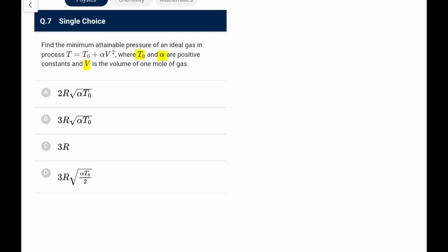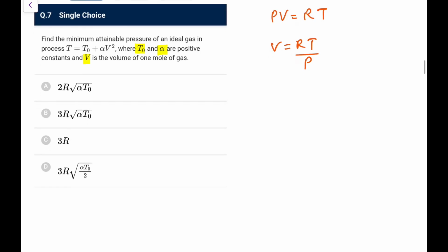So what we are left with, minimum attainable pressure, and it is given as an ideal gas. So ideal gas means PV equals nRT, for 1 mole you can call it PV equals RT. So volume you can write as RT by P. Now this is volume, so volume would be RT by P, and going by this equation, T is T0 plus alpha V square, which is RT by P whole square. So this is how you get the pressure equation like this.